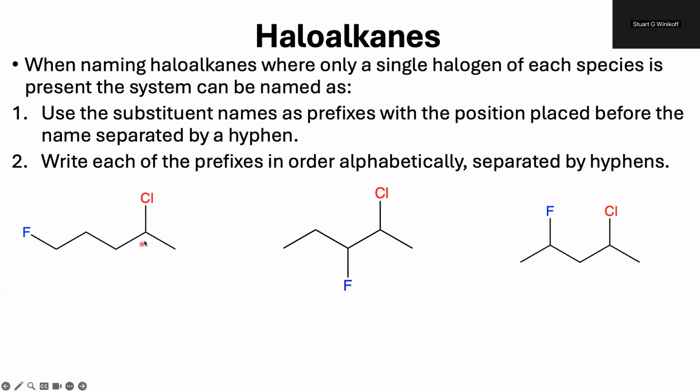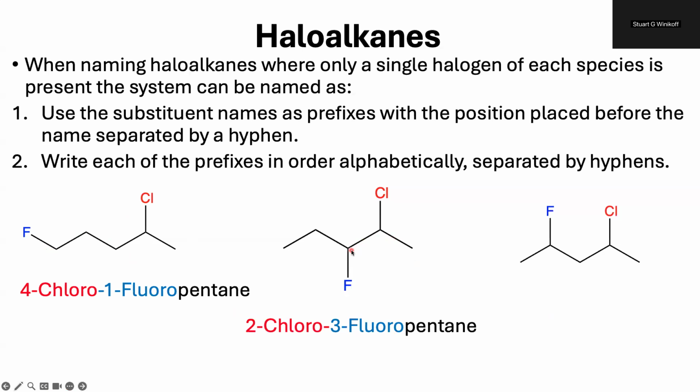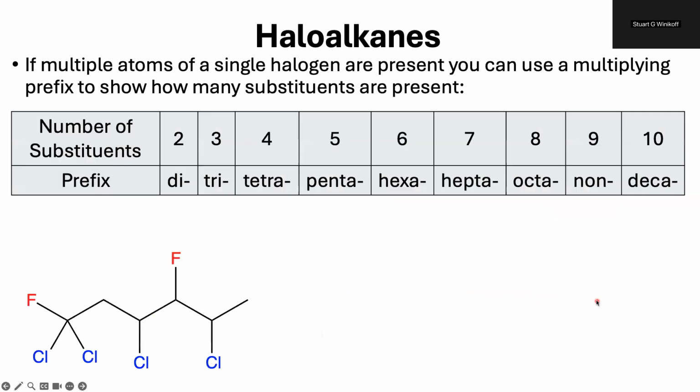So in this first case, the chloro is at the 4 position, while the fluoro is at the 1. So it's a 4-chloro, 1-fluoro pentane. The second species, we have a 2-chloro, 3-fluoro. And then in the final case, we have a 2-chloro, 4-fluoro pentane. And again, in each of these cases, we separate each of those prefixes with a hyphen and no spaces, one continuous line.